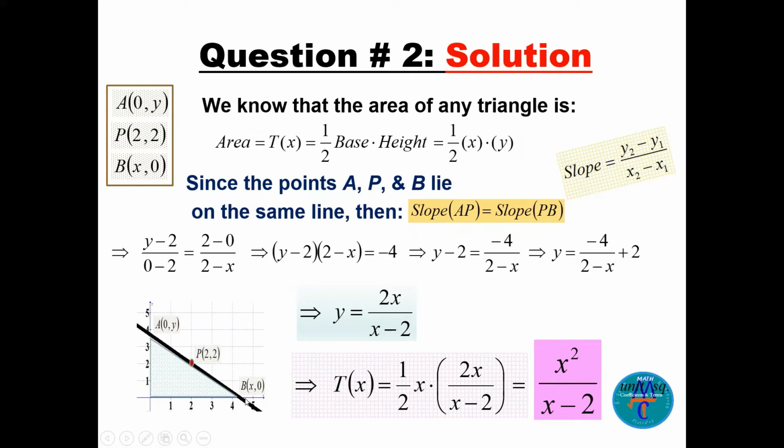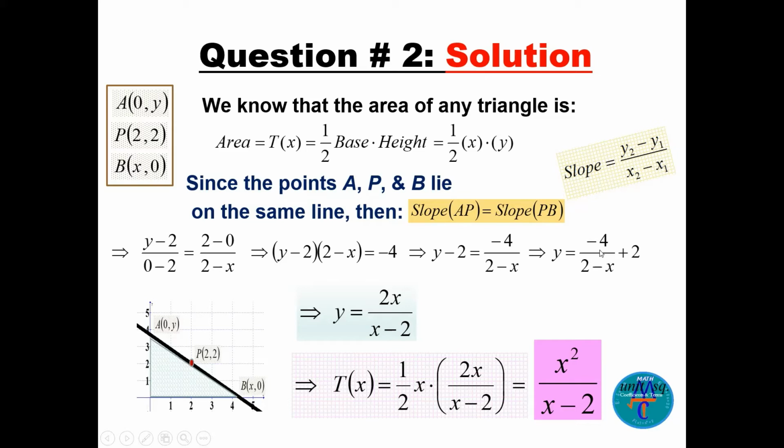Now, what do we have here? We don't have the equation of the line, but we have the points A, P, and B. Since the 3 points lie on the same line, we can take the slope of any 2 points, and it will be the same. So we take the slope of AP equals the slope of PB. Applying the slope formula using these 3 points: y minus 2 divided by 0 minus 2 is equal to 2 minus 0 divided by 2 minus x. Cross multiply, simplify, and we will get y.